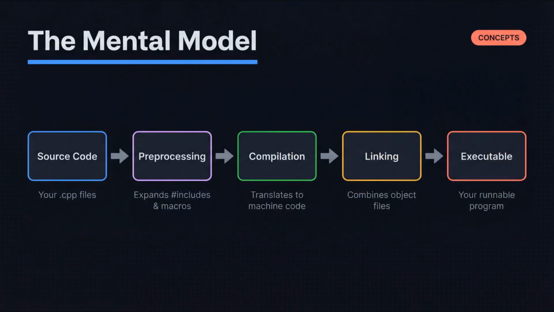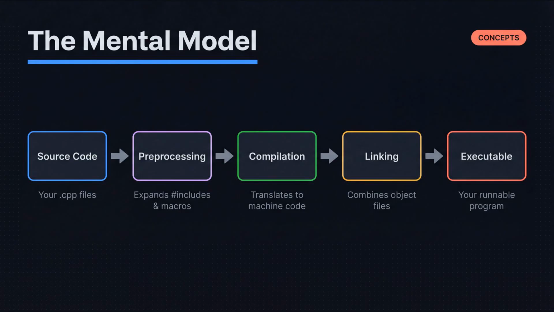When you run a compiler command, three separate things happen in sequence. Understanding these stages will save you hours of debugging later. First, preprocessing. This expands include directives, processes define macros, and strips comments. It produces what's called a translation unit.